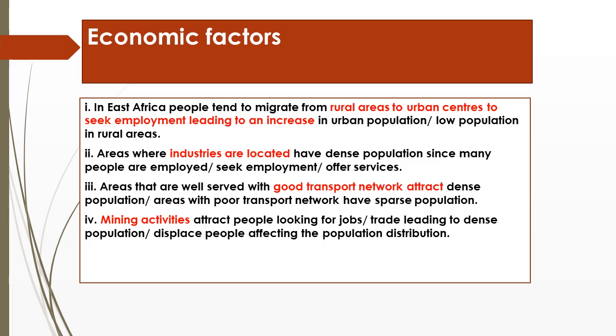Number two, in areas where industries are located, there is dense population. Of course, people are looking for jobs. They also provide services to those industries, and therefore those places, they experience a dense population. That's why areas around industrial area in Nairobi, you find there is dense settlements. Most of them, we call them informal settlements, because most of them are working in the neighboring industries. Places that are well served with a good transport network, they also attract dense population as compared to areas that have sparse population.